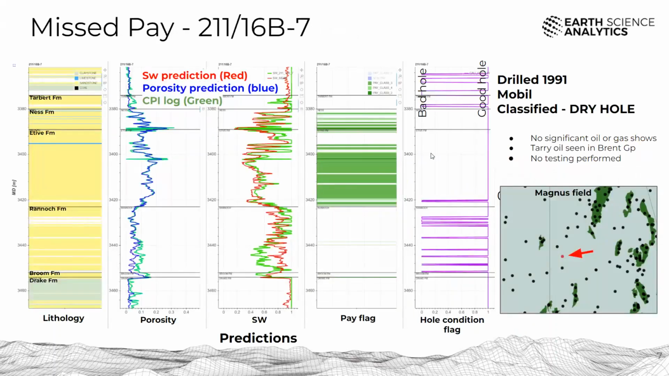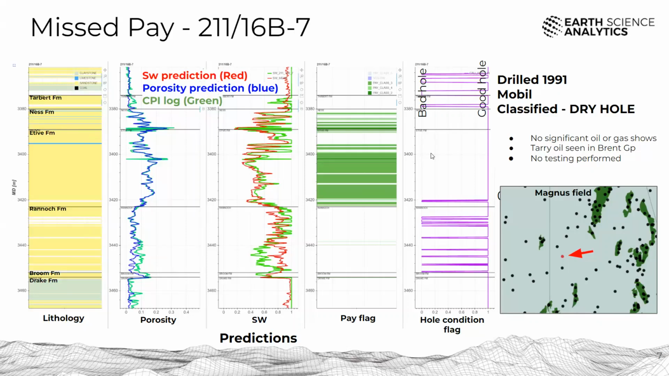I want to show you an example up front so you get used to the way that we are presenting the data and predicting curves. This is well 211-16B7 in the UK sector. The 211 quadrant is a prolific hydrocarbon producing block with many billion barrel discoveries. On the far left, we have lithology prediction showing us sandstones in the Brent group.